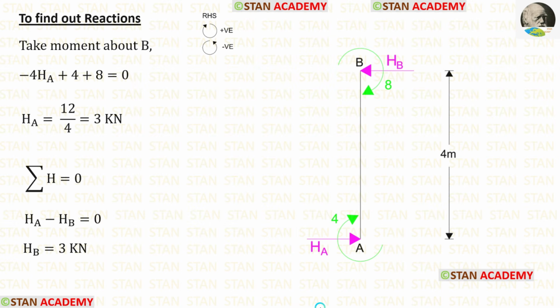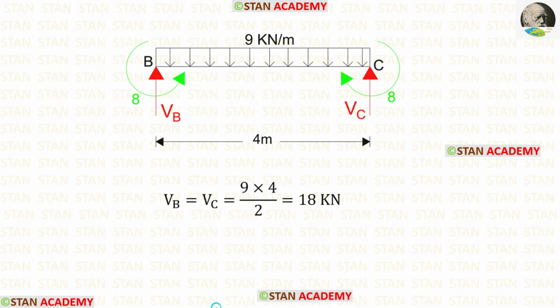Now let us find the reactions. First, let us find them in the column AB. When we take moment about B, we will get HA. By applying this rule, we will get HB. Now let us find the reactions in the beam BC. Since it is having the symmetrical loading, we can easily find VB and VC. For that, we have to multiply the UDL with the distance and then divide by 2. When we do that, we are getting VB and VC.